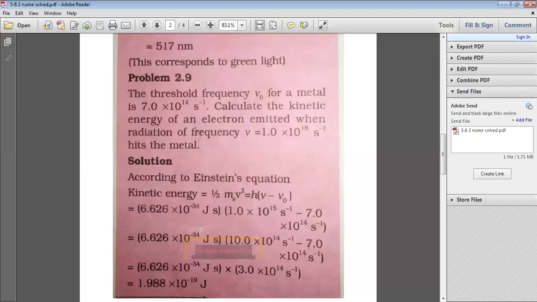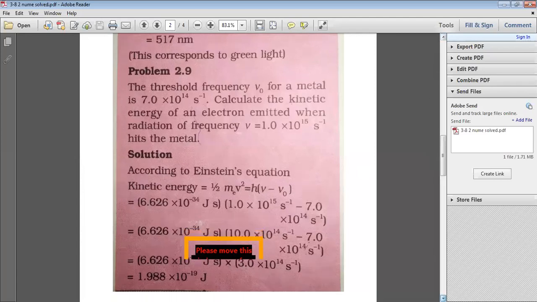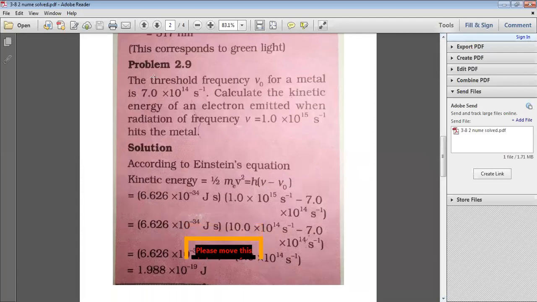My dear students, now we are going to discuss problem number 2.9. So let us pay attention to problem number 2.9, which is given on the screen. The threshold frequency nu 0 for a metal is 7.0 into 10 to the power 14 second inverse. Calculate the kinetic energy of an electron emitted when radiation of frequency nu is equal to 1.0 into 10 to the power 15 second inverse hits the metal.